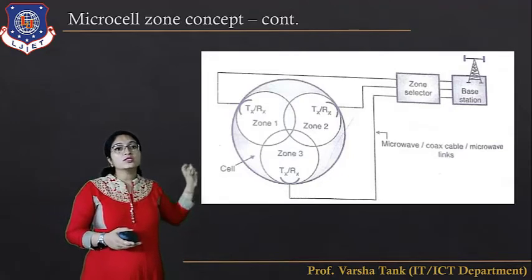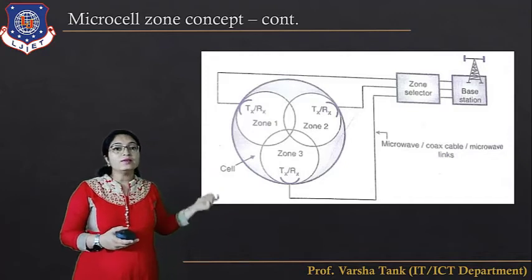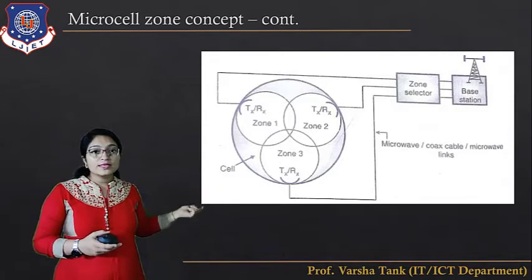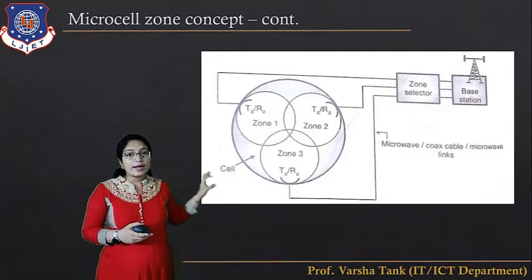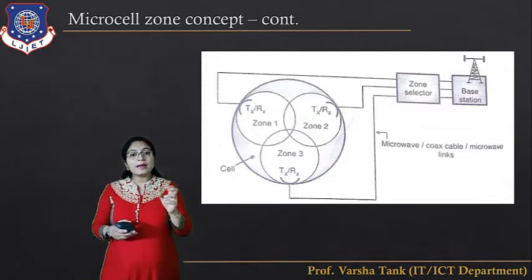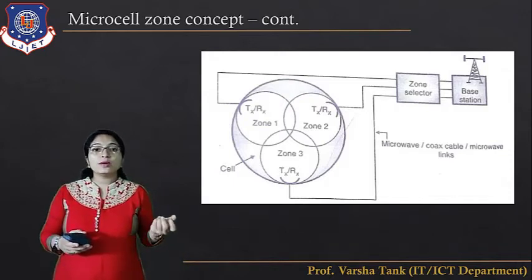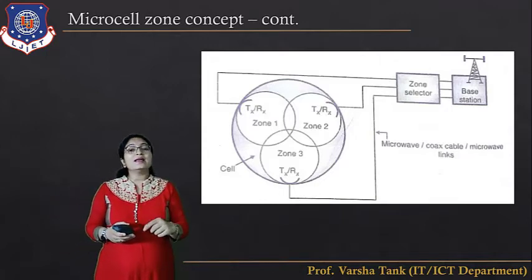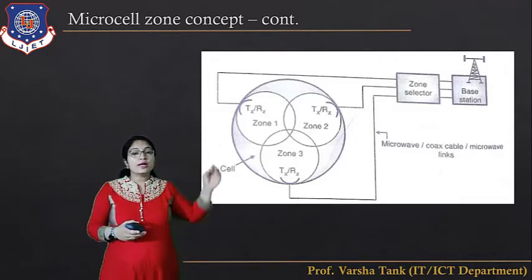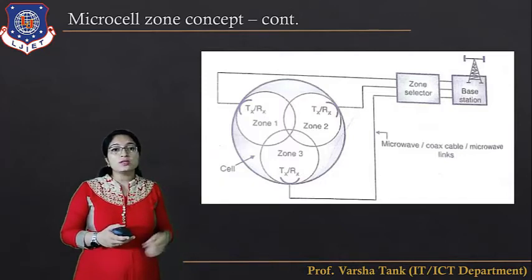And here for the zone selector, this entire cell will be covered, connected with microwave or coaxial cable or microwave links. So we are defining the micro cells of that particular cell using zone 1, zone 2 and zone 3. Numbers of micro cells are there, and each cell has its own base station, defined at the edges of the micro cell, and it is connected to the zone selector.